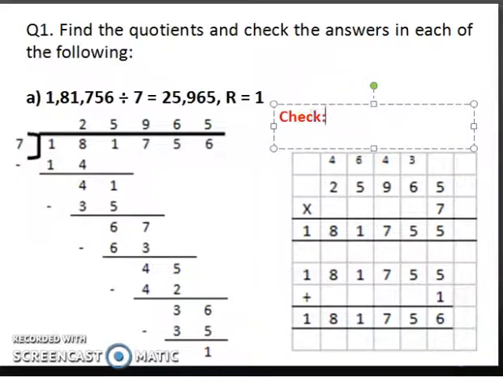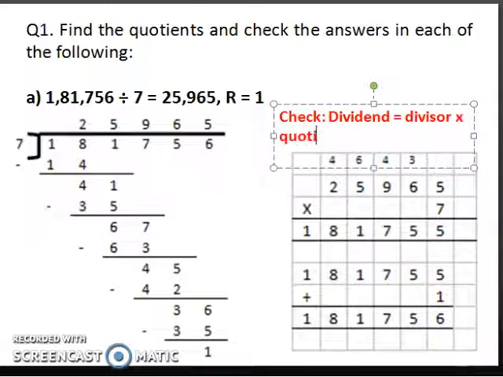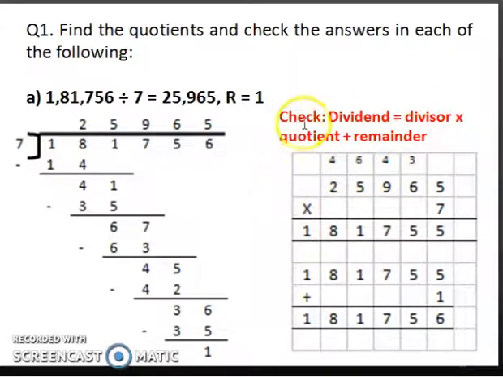Right? Now, the checking part. I hope you remember you are not doing the checking for the first time. We use this relationship. Dividend should be equal to divisor multiplied by the quotient plus the remainder. Children, I will not be writing it in each slide. I am writing it on the first slide. Whenever you are going to do checking, you are going to write this relationship because this fetches you half a mark in case your calculation is wrong. So checking, dividend is equal to divisor into quotient plus remainder.